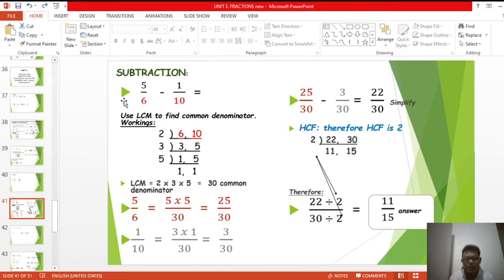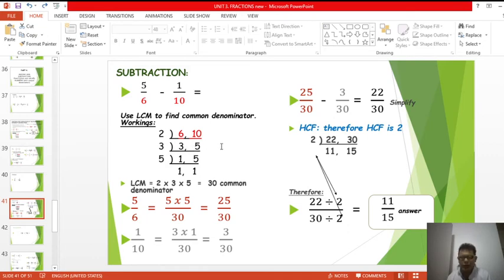So, bringing down 6 and 10. Here I'm going to use 2, because the way I look at it, I can use 2 here, especially with 6. So 6 divided by 2 is 3. 10 divided by 2 is 5. Right? Okay, let's move on again.